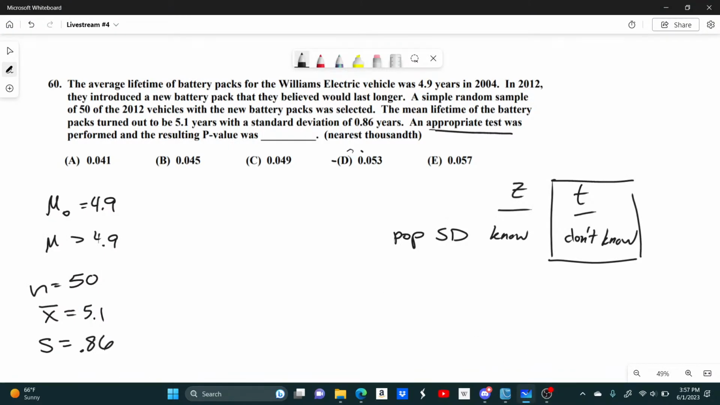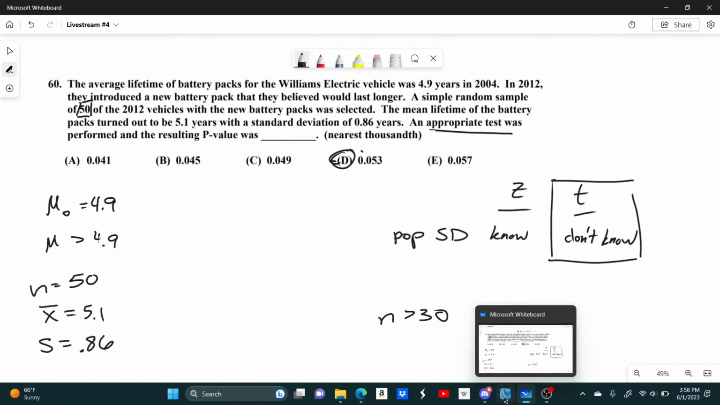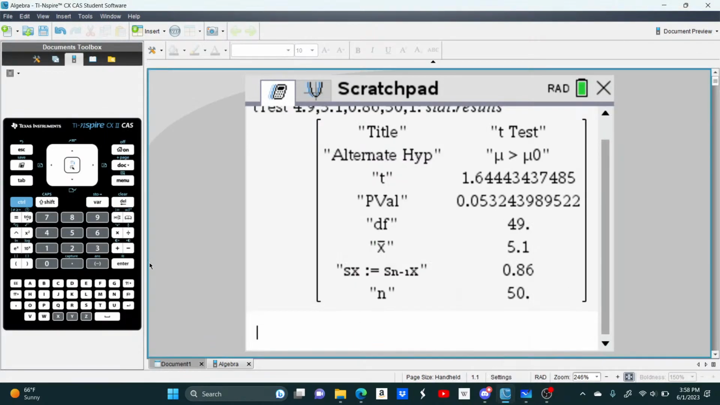So actually, because your sample is 50, there's this rule for using t versus z. If you have a sample size that's greater than 30, then you can actually use a z interval or a t interval. But because of the way that this question was worded, I went with a t interval, but I do want to check and see if you could use the z interval.